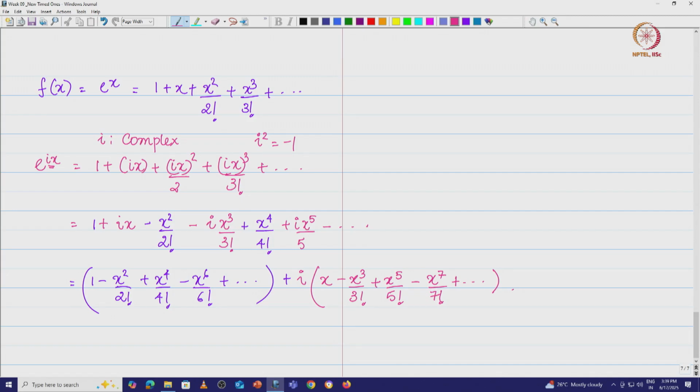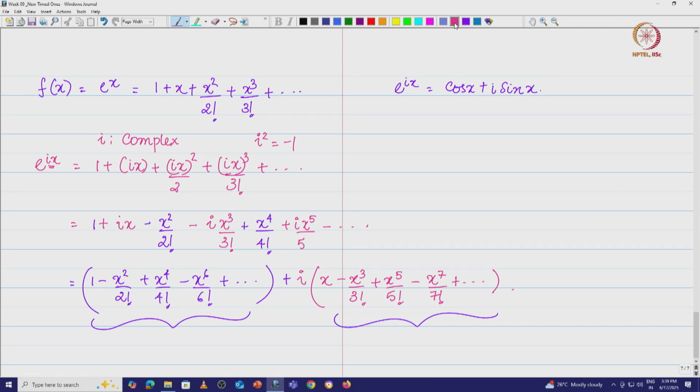Now why did we separate this way and what are we going to get out of it? That is interesting. Let us look at e power ix. All of us know that this is nothing but cos x plus i sin x. Now what we have is exactly the same thing that we have here. There is something that goes here, plus i times something that goes there.